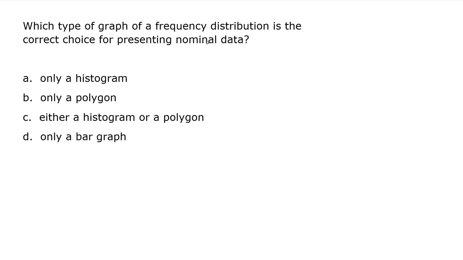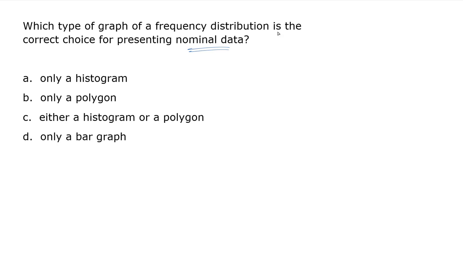Which type of graph of a frequency distribution is the correct choice for presenting nominal data? Now, it's either going to be A, a histogram, B, a polygon, C, either a histogram or polygon, or D, a bar graph. Okay, so we have to have a look at what nominal data is.